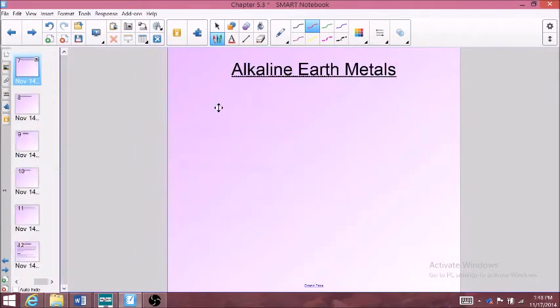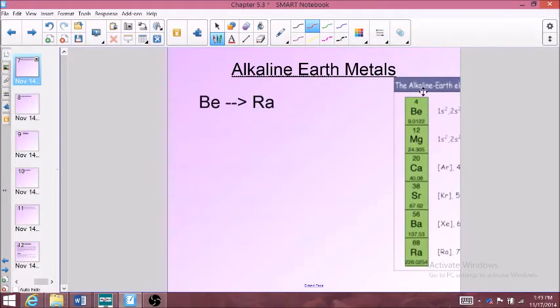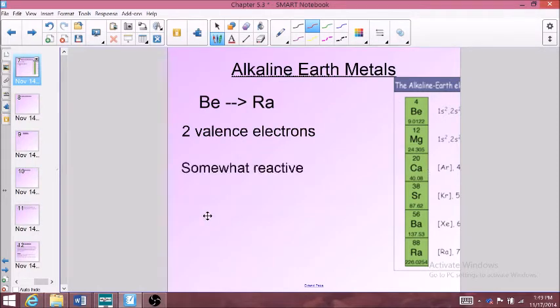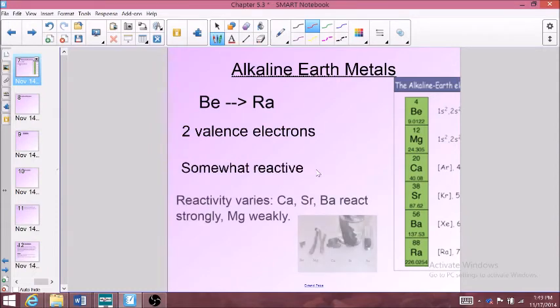Now the alkaline earth metals occur in the next group over, group 2, and it's beryllium all the way down to radium. And all of these elements have 2 valence electrons. In a pattern, group 2, 2 valence electrons, group 1, 1 valence electron. It turns out that these elements are somewhat reactive, but they're not super reactive, and their reactivity varies. It's not like the alkali metals where the reactivity increases as you go down. The reactivity varies. Calcium, strontium, and barium are all fairly reactive, but magnesium's actually pretty weak.